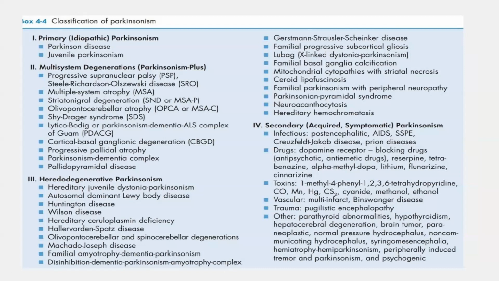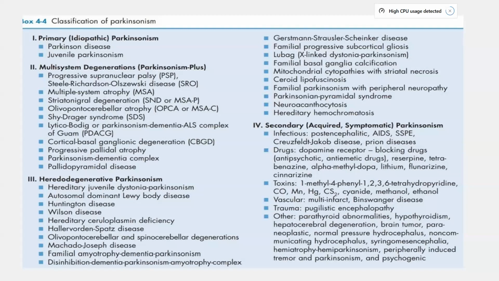And you need to inquire about drugs like dopamine receptor blocking agents, that is antipsychotics, antiemetics, and methyldopa, lithium, calcium channel blockers like flunarizine and cinnarizine also cause Parkinsonism. And toxins like MPTP, carbon monoxide, manganese, mercury, cyanide, methanol, and ethanol do cause Parkinsonism. And other causes like vascular Parkinsonism due to progressive stroke or recurrent strokes also cause Parkinsonism. Traumatic, that is called pugilistic encephalopathy.